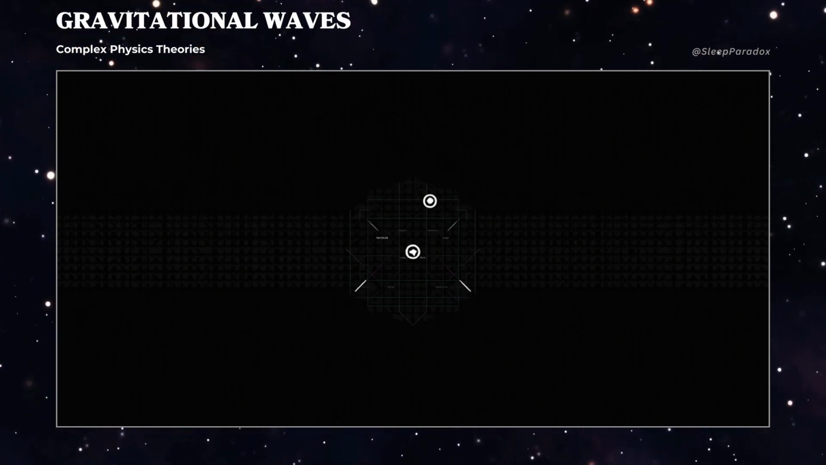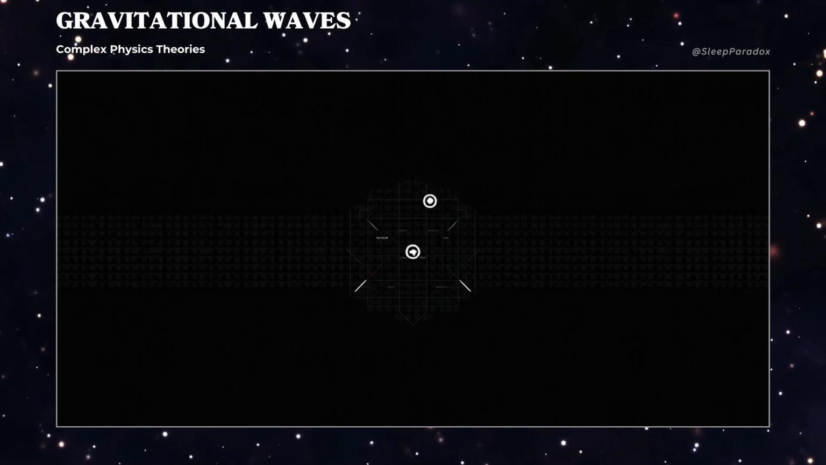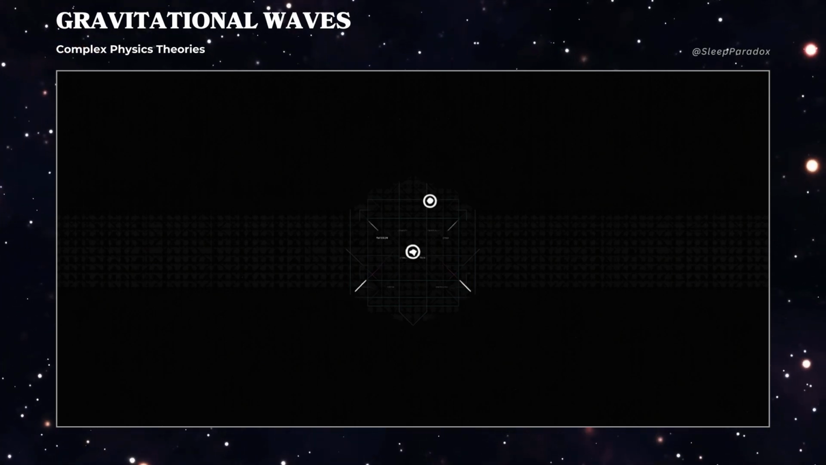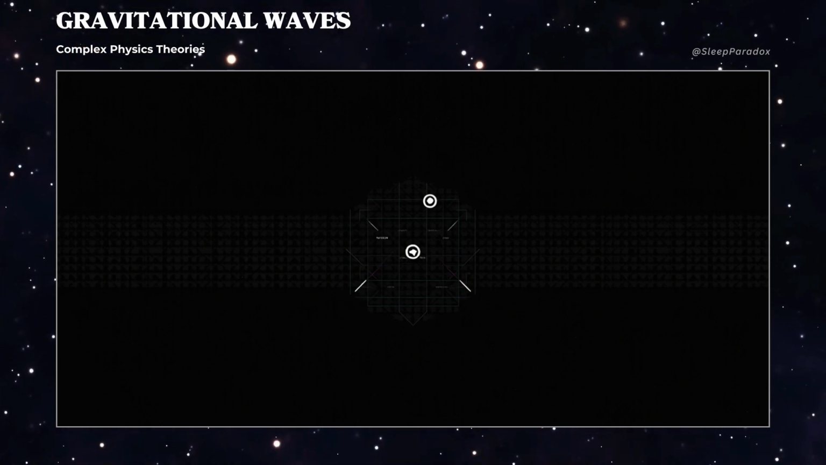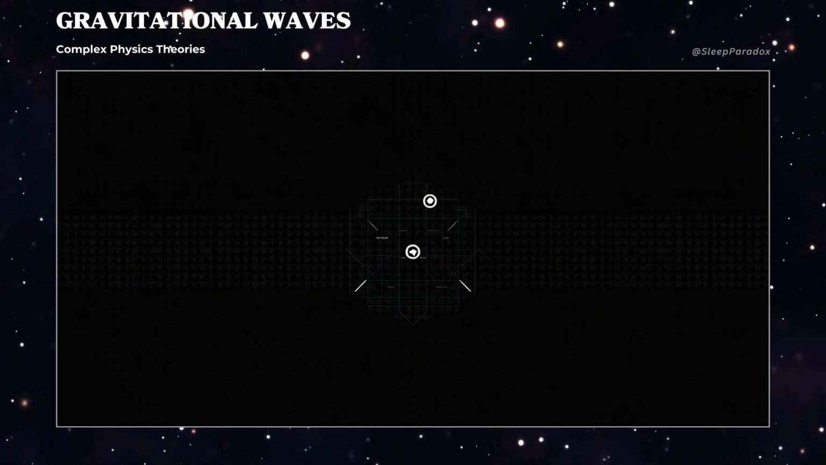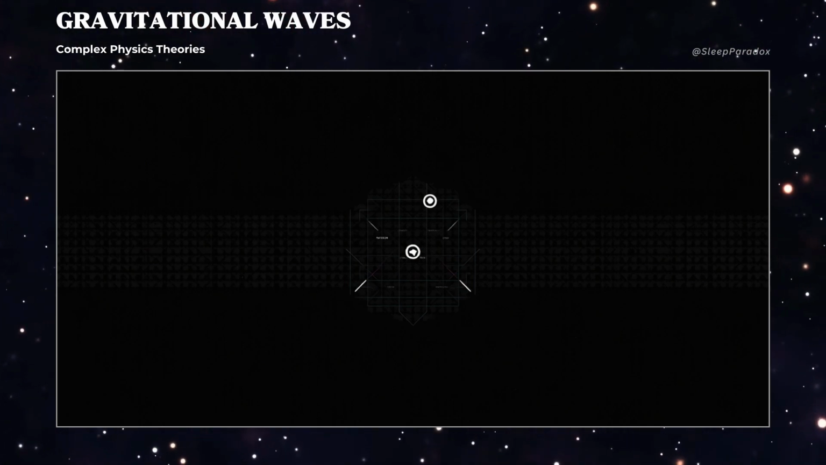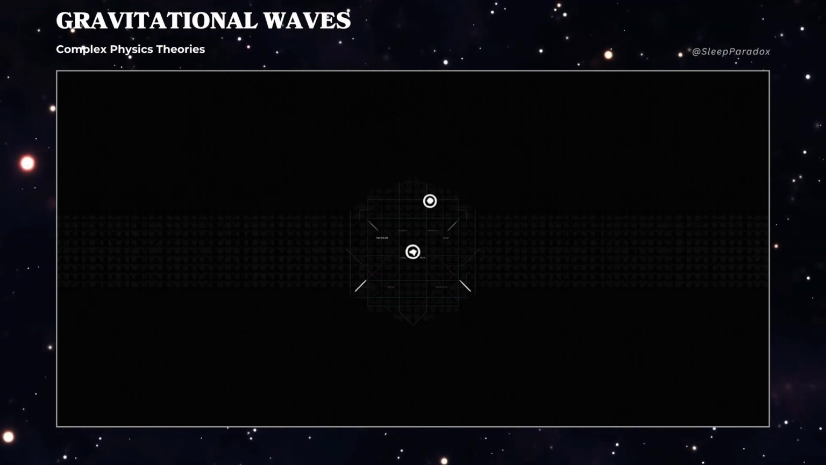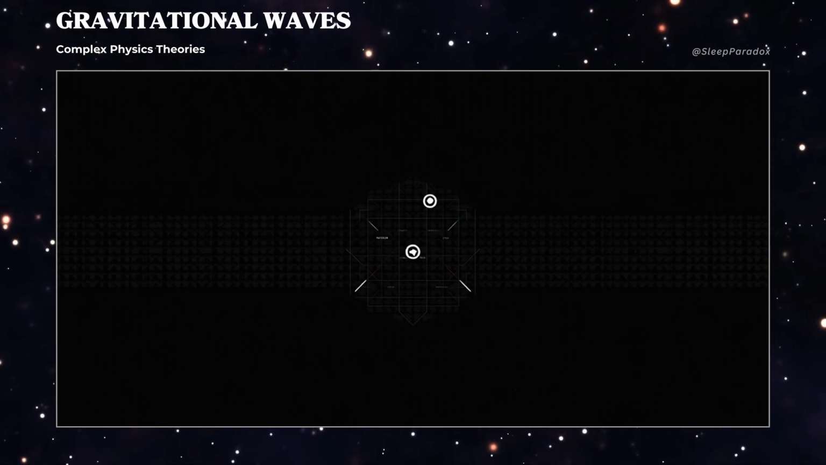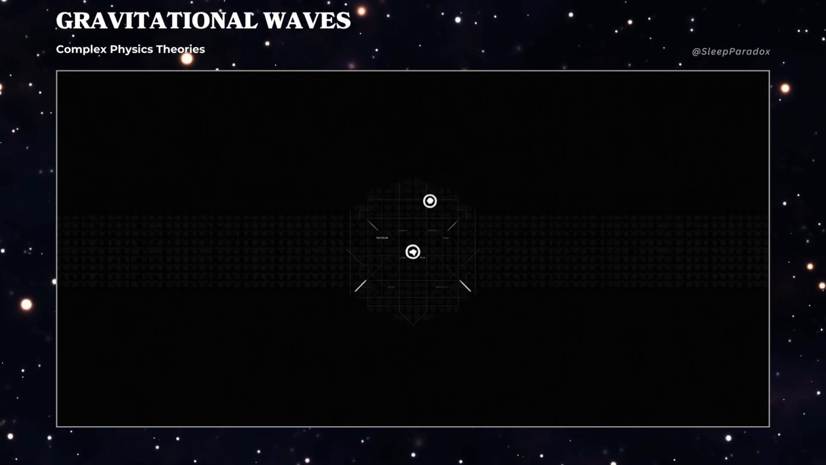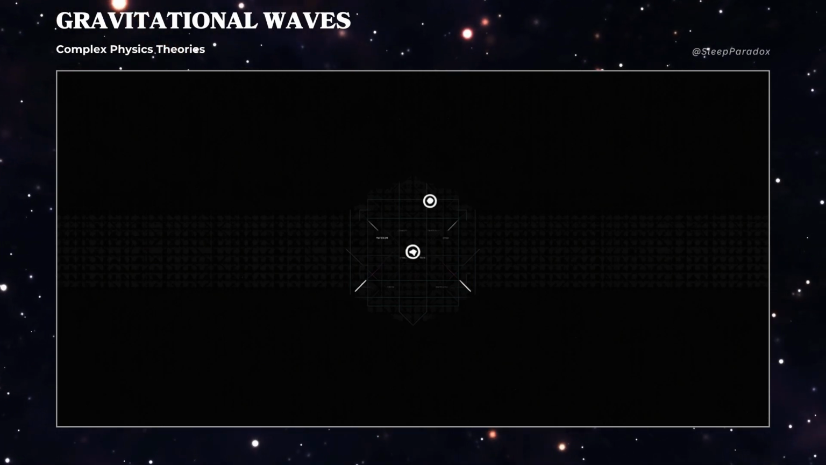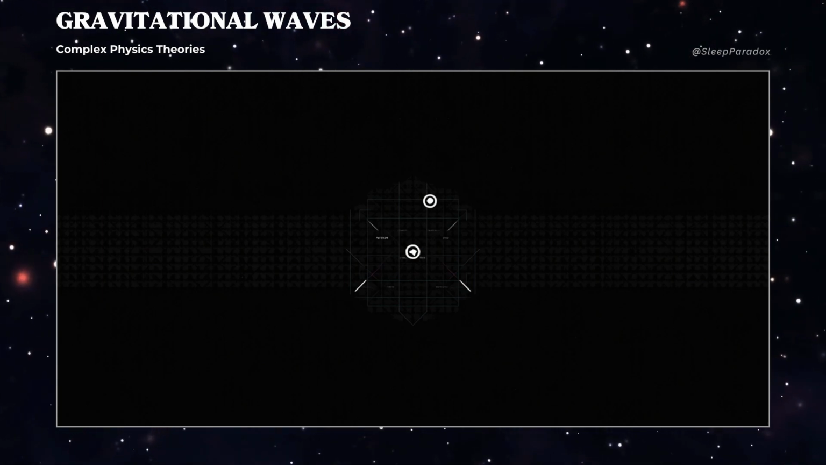In that theory, gravity is not a force in the traditional sense, but the curvature of space-time caused by mass and energy. When that mass moves in a dynamic, non-symmetric way, like two black holes orbiting each other, it can create disturbances in space-time that radiate outward. These disturbances are what we call gravitational waves.